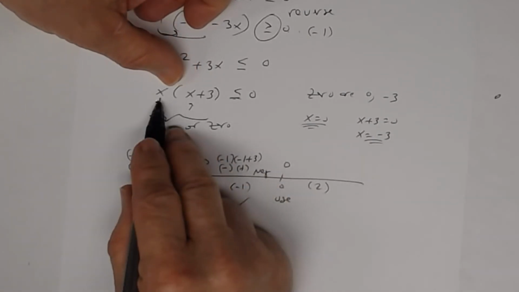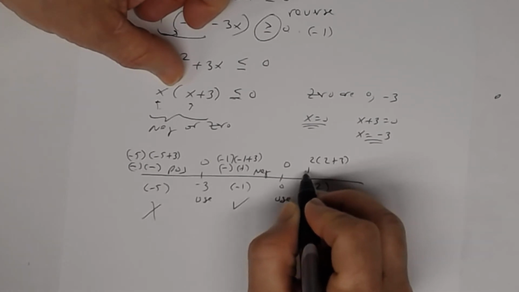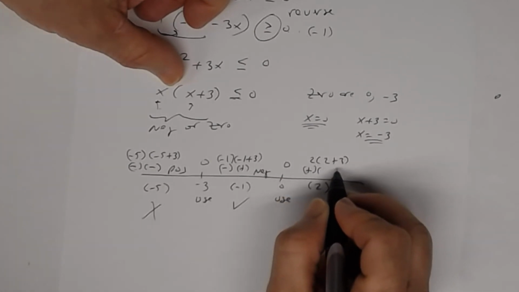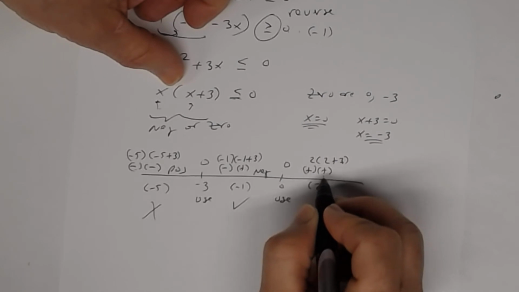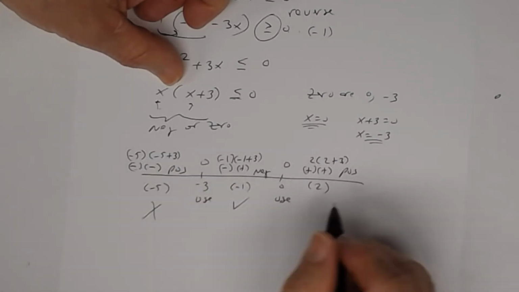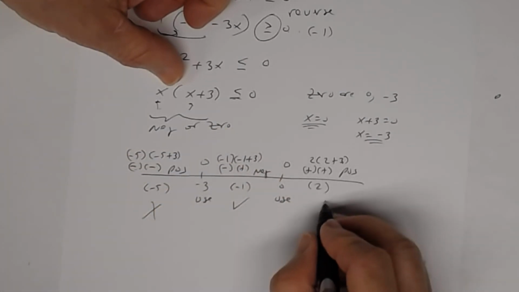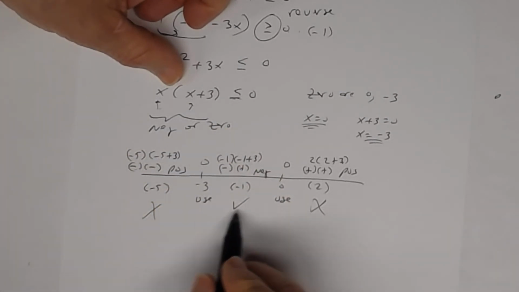Let's use 2. If x is 2, I get 2 times 2 plus 3. Well, 2 is positive, right? 2 plus 3 is positive 5. That's also positive. Positive times a positive is a positive. Is that something I want? Nope. I want this product to be negative or 0. So the only interval is this one.